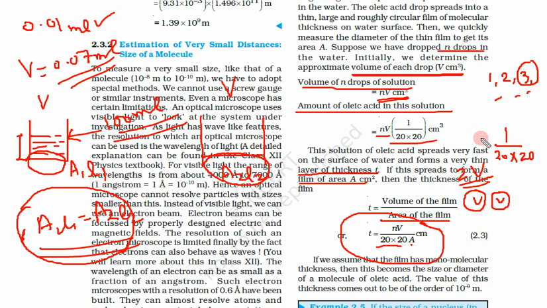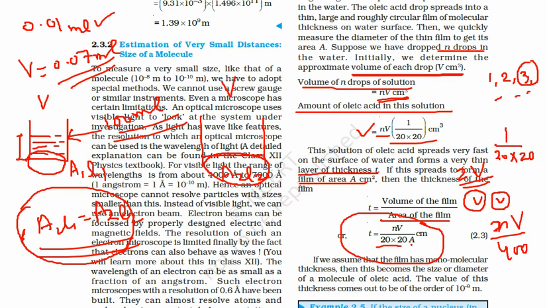Only oleic acid will remain. So that's why we have to calculate only the concentration of oleic acid. So let us multiply with this. So we get NV upon 400. So this is our concentration or volume of oleic acid. So the amount of oleic acid is NV by 20 into 20.